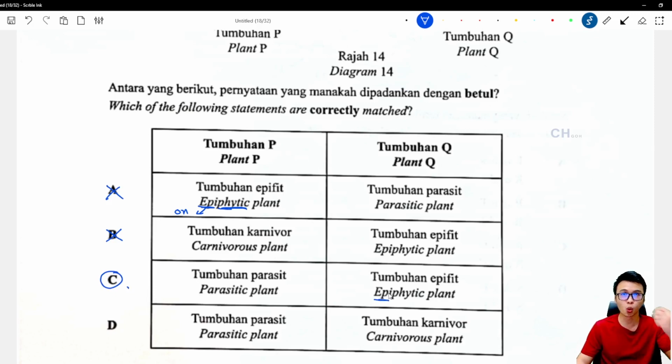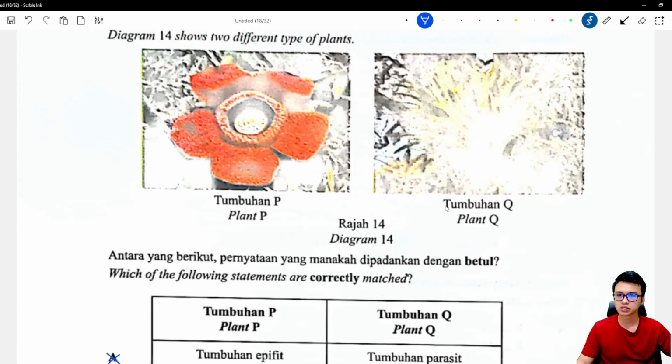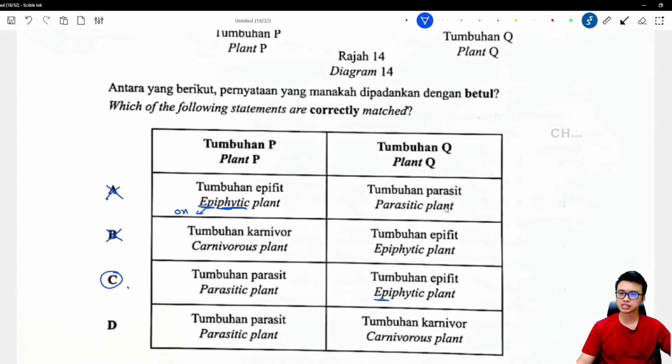Remember, epi means growing on top of the plants. They don't get the nutrients. They just want to be higher, to be taller, so that they can get the sunlight for photosynthesis. Okay, so the answer for question 24 is C.